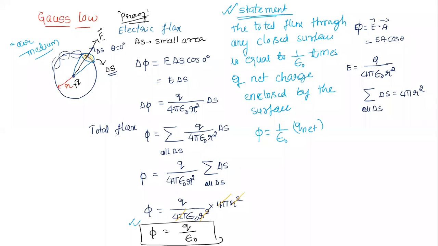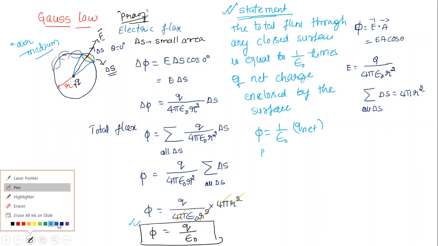Those points you need to remember when you're applying Gauss law. Let us take a new slide. Points to remember. First point: the net charge, Q net, is the charge enclosed by the surface.